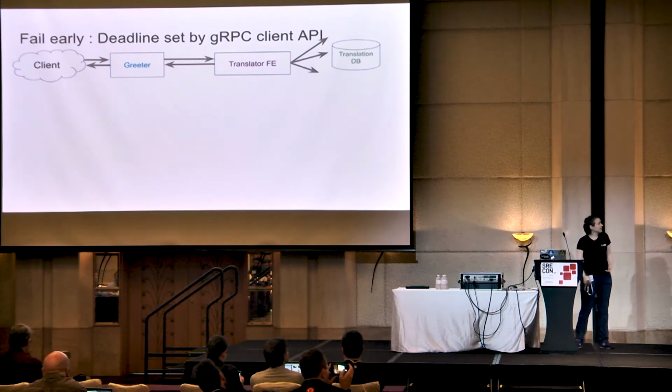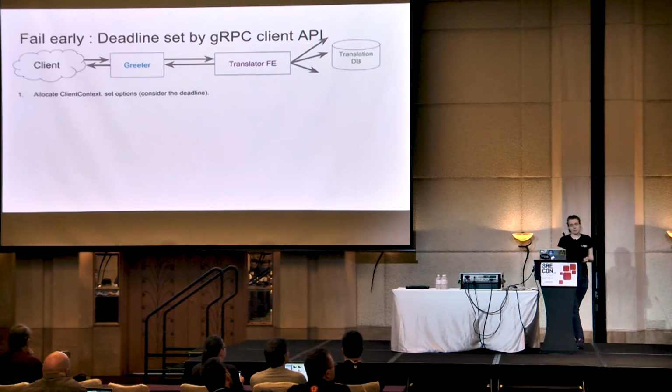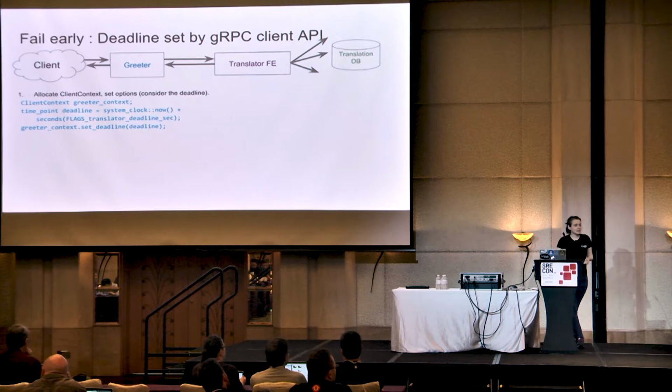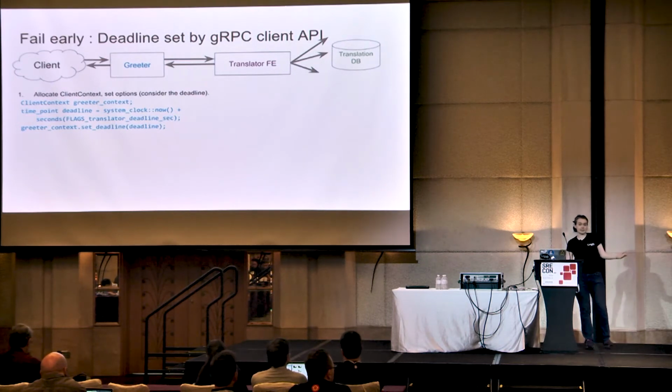So where are the deadlines set? For gRPC, let's walk through that as an example. The greeter creates a client context. And at that point, you're going to set the deadline. And you're going to set an explicit deadline. This is what that looks like. So the greeter context again, so all that object information about the RPC. We take the time now, we add a deadline to it, and then we set that as a deadline.